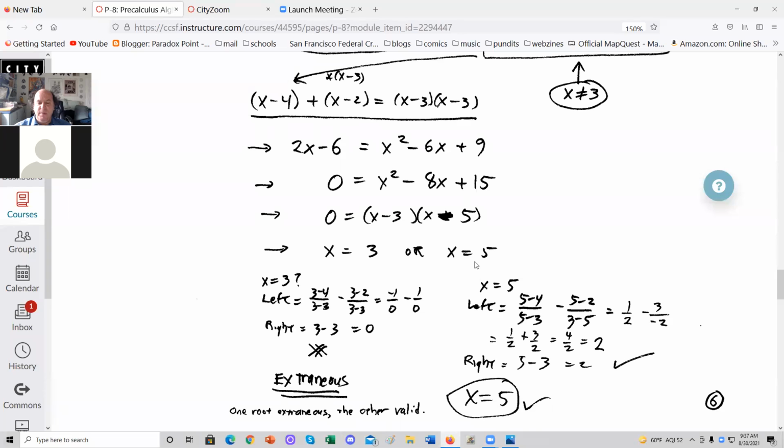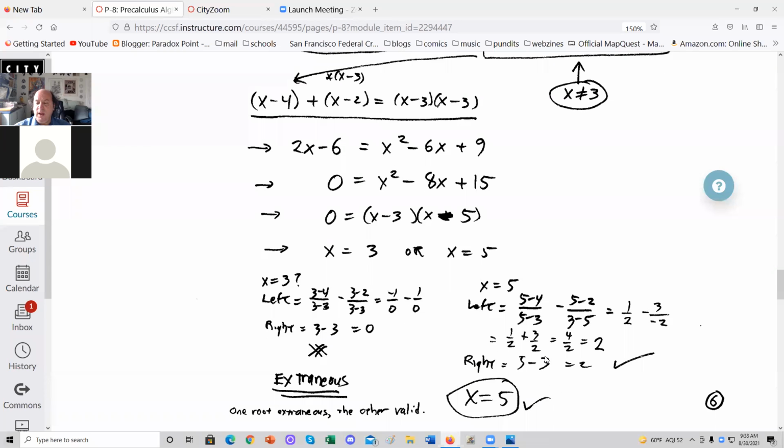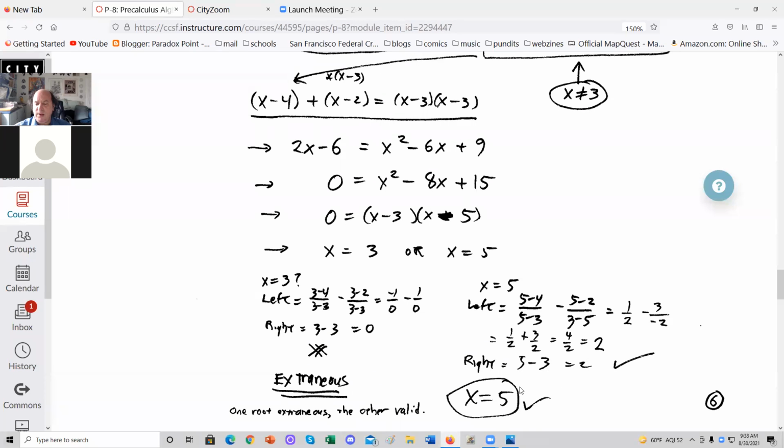The trouble is we have to check both solutions, and you have to do it against the original equation. For x equals 3, we're getting divisions by 0, which is infinities, so we rule that out. For x equals 5, if you work it out, the left side turns out to equal 2 and the right side turns out to equal 2. So they match, and here's our solution. x equals 5 is the valid root. x equals 3 is extraneous.